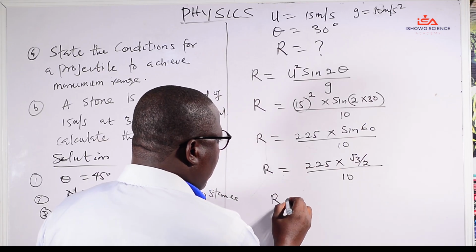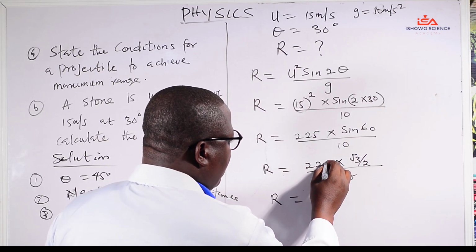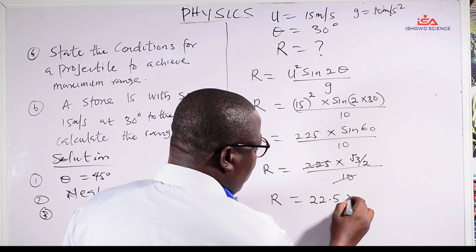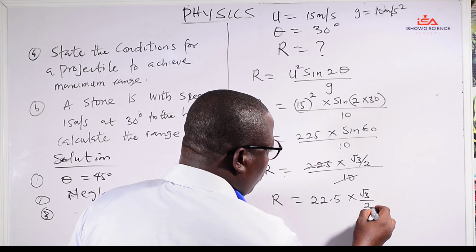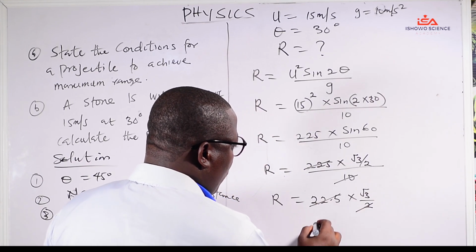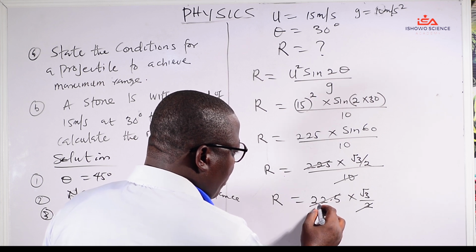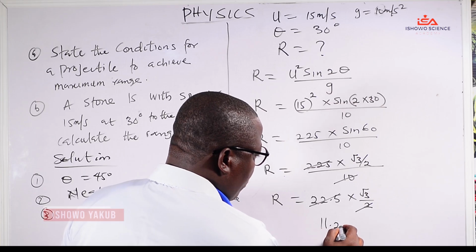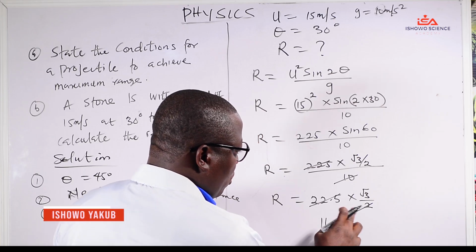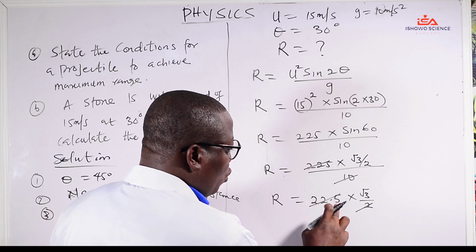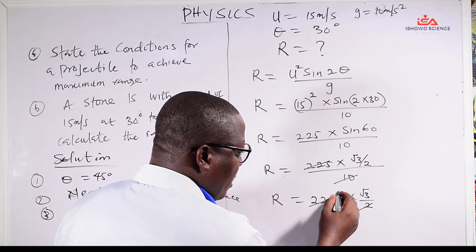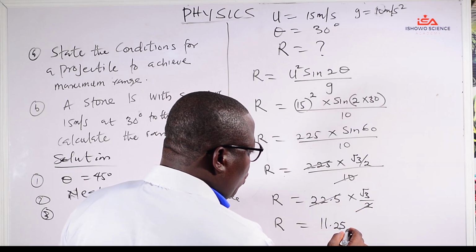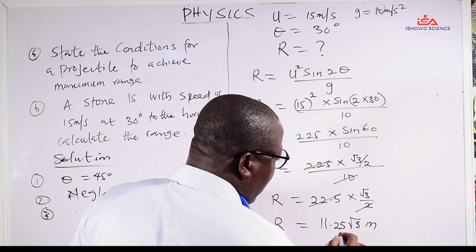From here, R equals, if we divide this by 10, we are going to have 22.5 multiplied by root 3 over 2. Then we divide by 2 further. 2 in 22 is 11. Then 2 in 5 is 2, remaining 1. Then 2 in 10 we have 5. So our range is 11.25 root 3 meters.